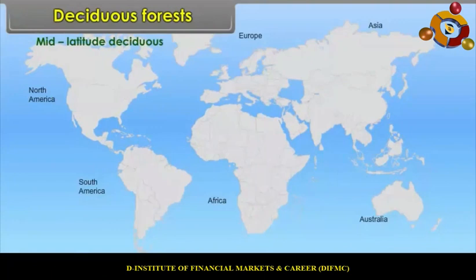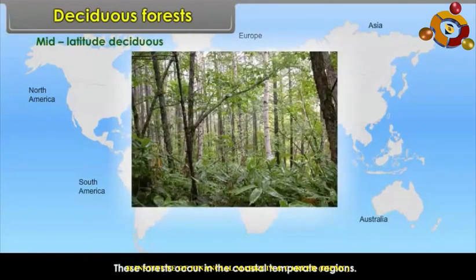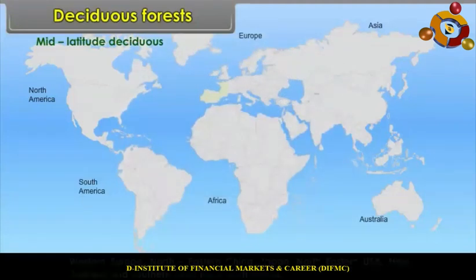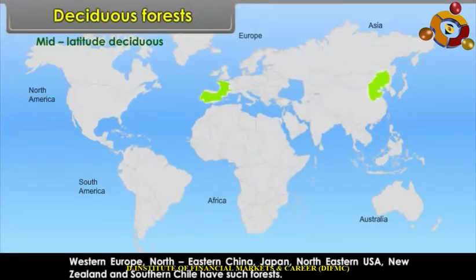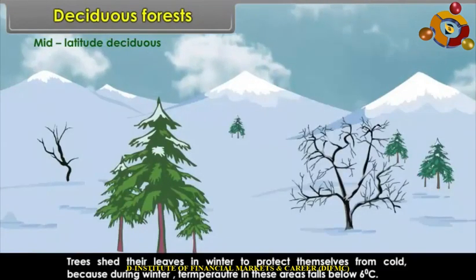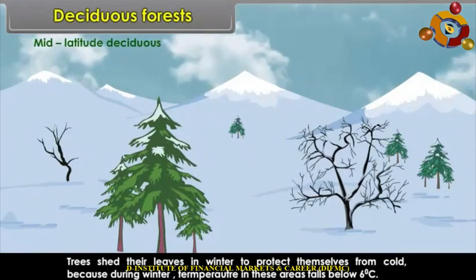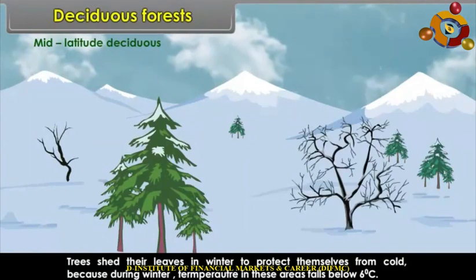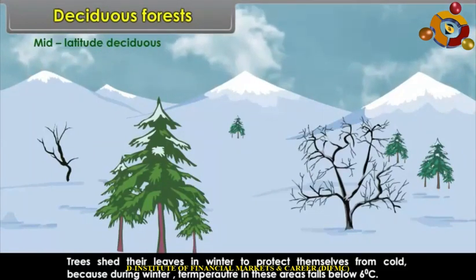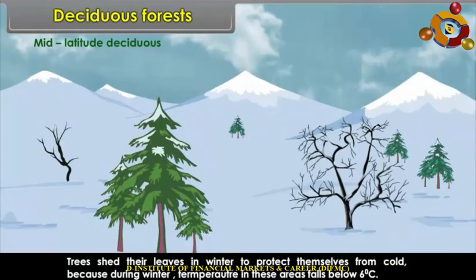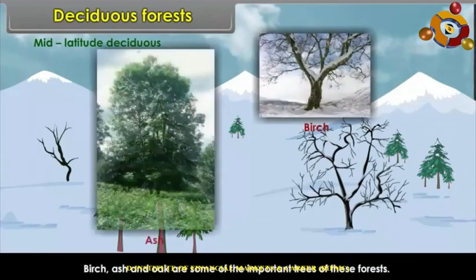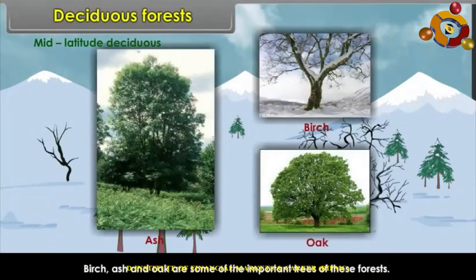Mid-latitude deciduous. These forests occur in the coastal temperate regions. Western Europe, northeastern China, Japan, northeastern USA, New Zealand and southern Chile have such forests. Trees shed their leaves in winter to protect themselves from cold, because during winter, temperature in these areas falls below 6 degrees Celsius. Birch, ash and oak are some of the important trees of these forests.